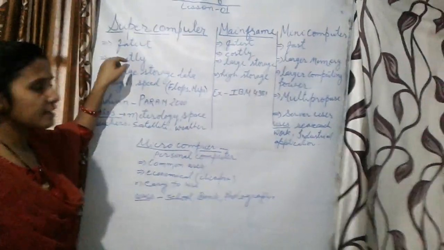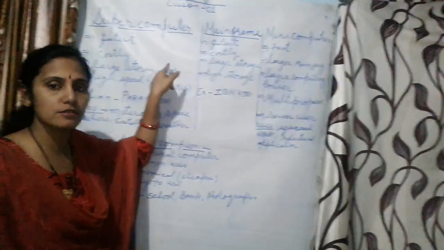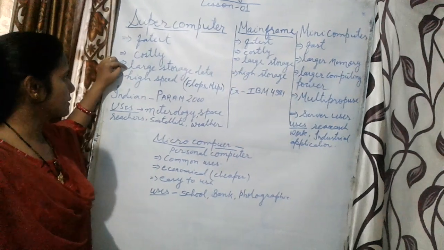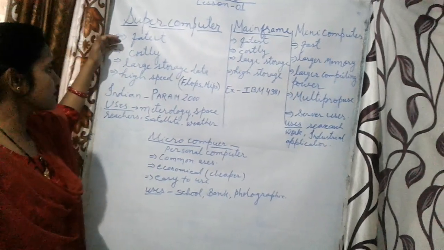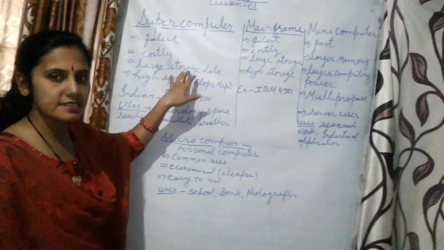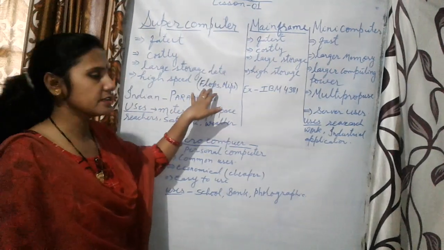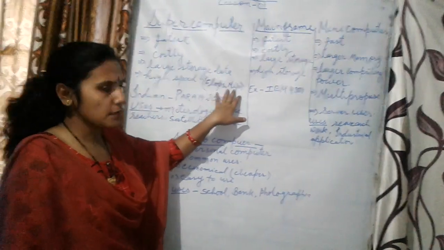The supercomputer is the fastest computer in the world. Second, as the name is super, its cost is also very high, very costly. And if it is costly and very fast, it needs a big processor. So it has a very big processor, a large storage capacity, and it works at a very high speed, and the speed is measured in FLOPS or MIPS.